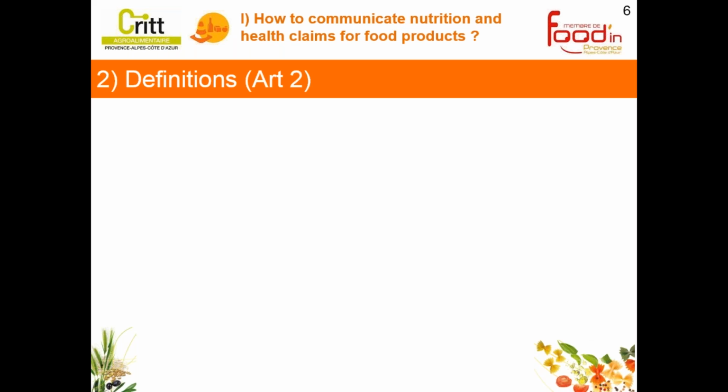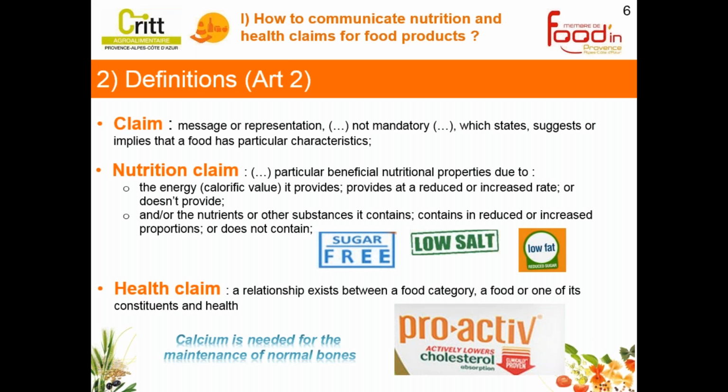Regulation 1924/2006 applies to the use of claims, which are any message or representation which is not mandatory under community or national legislation, including pictorial, graphic, or symbolic representation in any form, which states, suggests, or implies that a food has particular characteristics. In particular, the regulation applies to the use of nutrition claims, which are any claim stating or implying that a food has particular beneficial nutritional properties due to the energy and or the nutrients or other substances. It's, for example, low fat, sugar-free, source of fiber, or high protein.